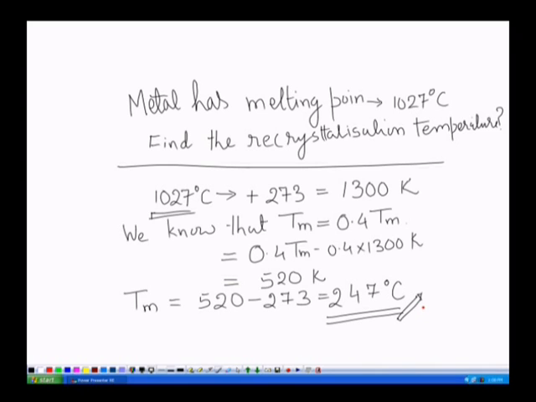The warm temperature: if they are asking for cold, warm and hot working, in that case just take it as below 0.3 Tm, 0.3 to 0.5 Tm, where Tm means melting temperature. If it is above 0.5 Tm, then consider it as hot working.